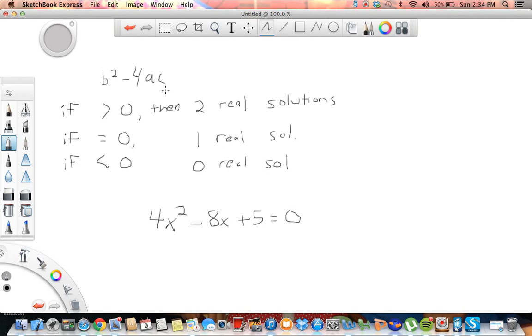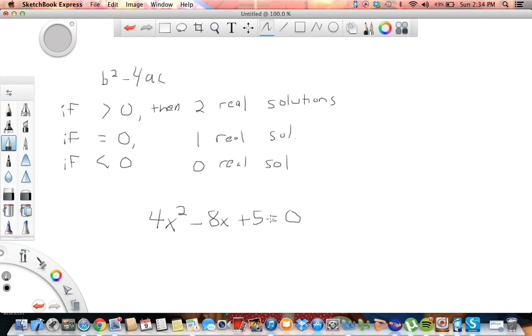What you're going to do is use that to figure out how many solutions this problem should have. So when you substitute in b squared minus 4ac, if the answer you get is greater than 0, that means you're going to have two real solutions. If the number you get is equal to 0, that means you're going to have one real solution. And if the number you get is less than 0, that means you're going to have 0 real solutions. And I'll show you what I mean by all of that in just a second.